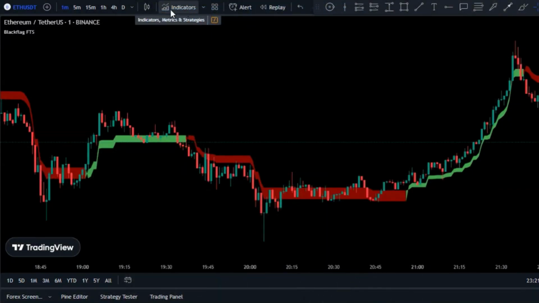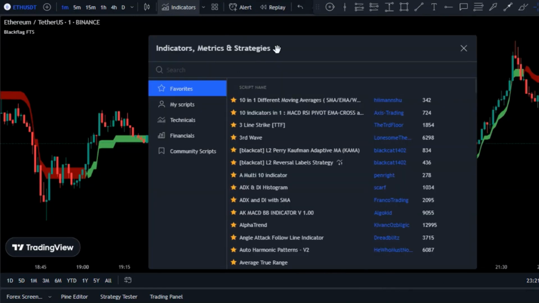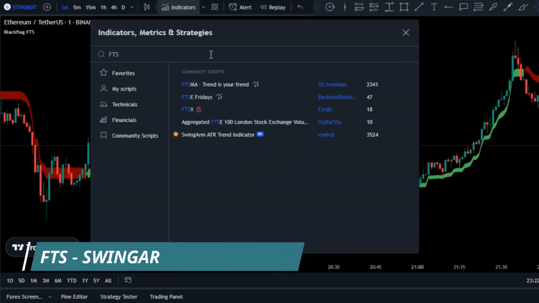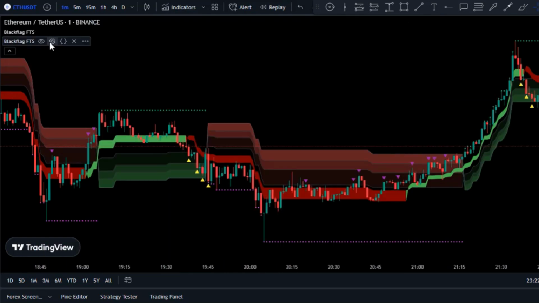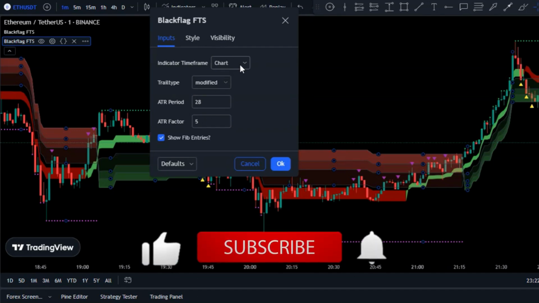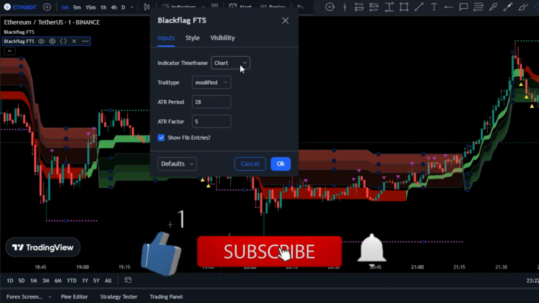In this setup, I decided to add another FTS indicator to the chart to solve the problem. So head over to indicator section again and search for FTS indicator and add the second FTS indicator to the chart. Now refer to its settings. There's no need to change the parameters related to the ATR, but you have to set the time frame of this indicator based on the time frame you wish to trade.